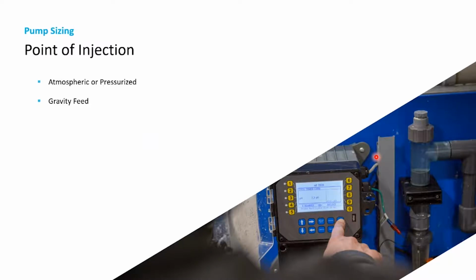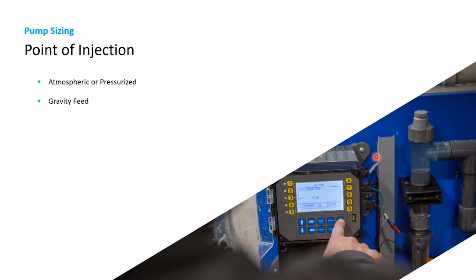So going to point of injection, this is a very important part. You need to understand where you're injecting your chemistry so that it's effective. You obviously want to inject chemistry after sensors, because when chemistry is injected and it goes past those sensors, it can give you false negatives or positives. It can just cause some really wacky things like increased conductivity, just things like that. But typically what we're talking about with point of injection is atmospheric or pressurized.